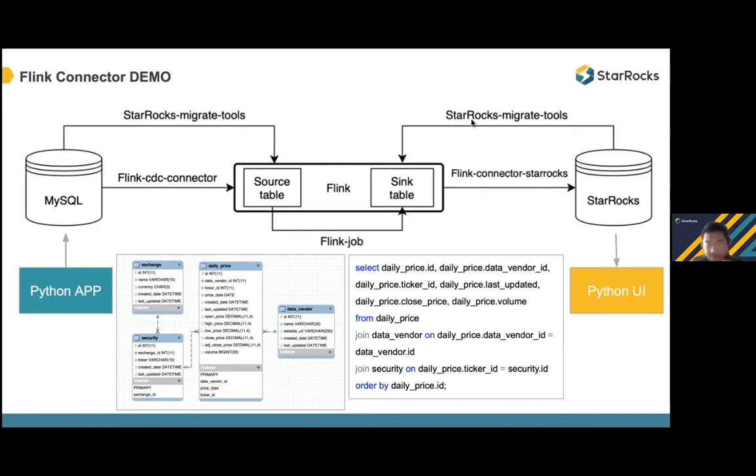After this StarRocks migrate tool runs, we get the same database structures and table structures in StarRocks. After that, Flink CDC will consume the MySQL bin log and use a Flink job with the StarRocks Flink connector to insert into the StarRocks database. You can use normal JDBC to insert the data, but the Flink connector from StarRocks uses stream load, which increases the ingestion performance. Finally, I will use a Python UI to dynamically show the real-time result from this ingestion pipeline. Also, I built a more complex query here, which joins 3 different tables and displays the result in the Python UI.